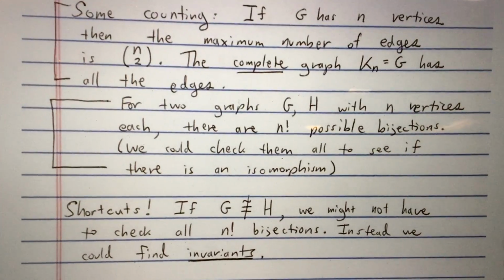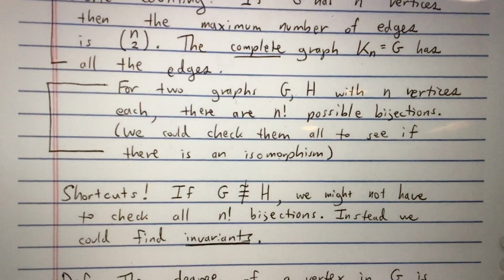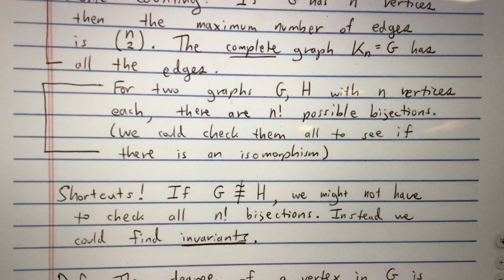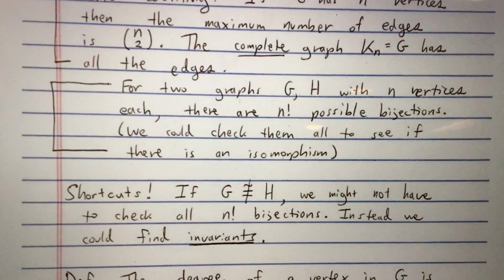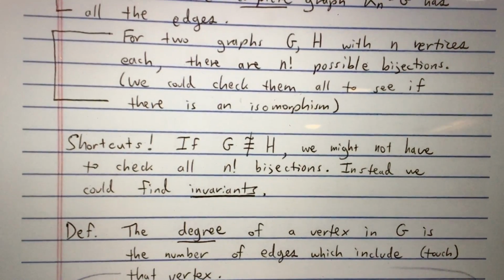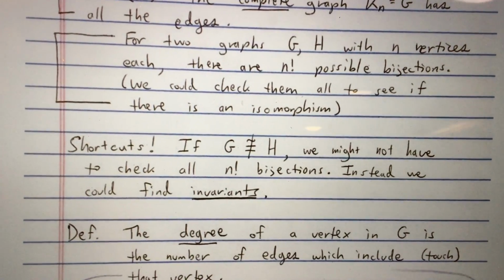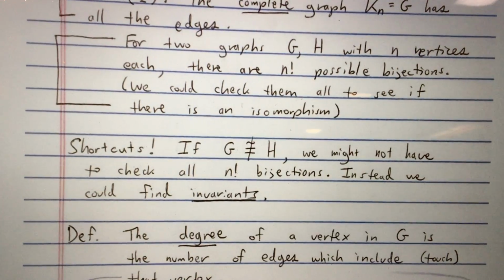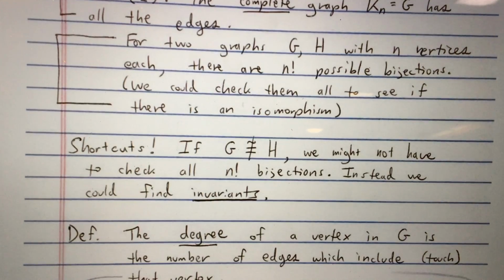So we look for shortcuts. If G is not isomorphic to H, so there is no bijection that works, we might not have to check all n factorial bijections if instead we could find invariants. So invariants are exactly what is implied by that paragraph. Let's look at an example of invariance first, and then I'll define it by example.